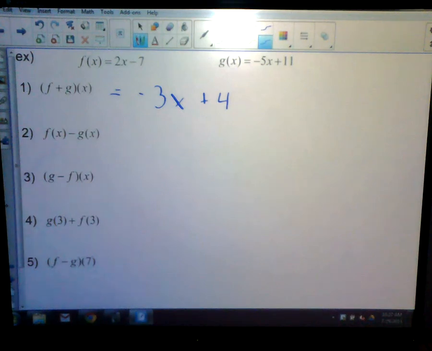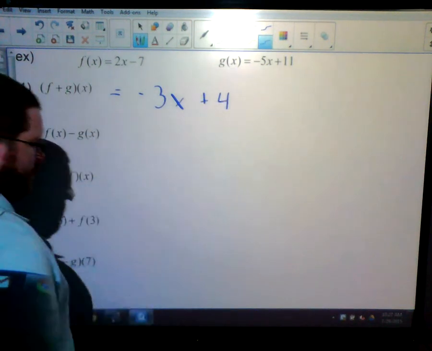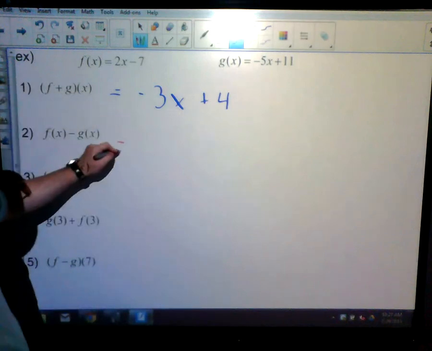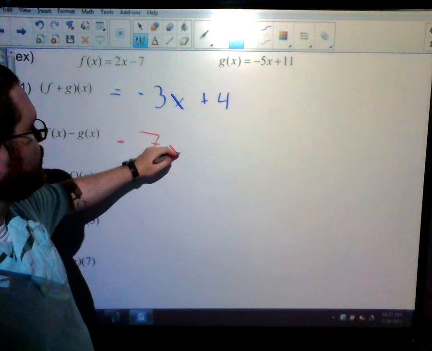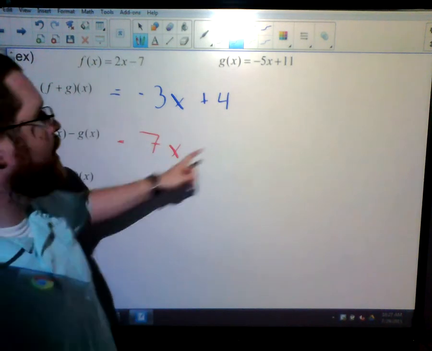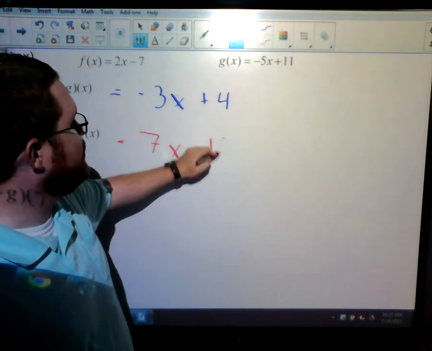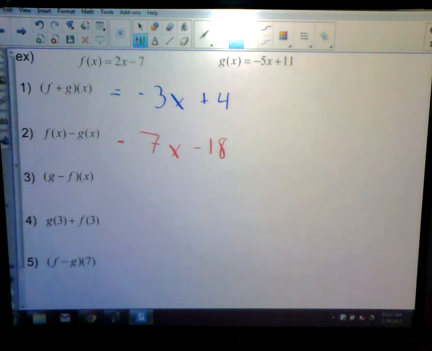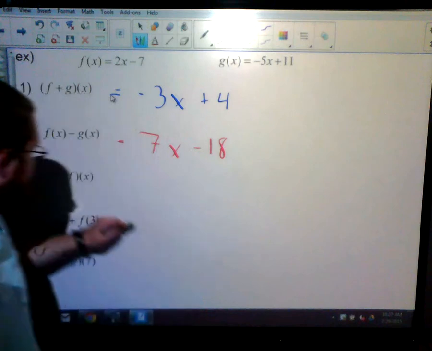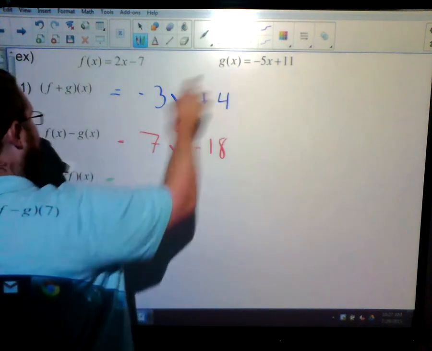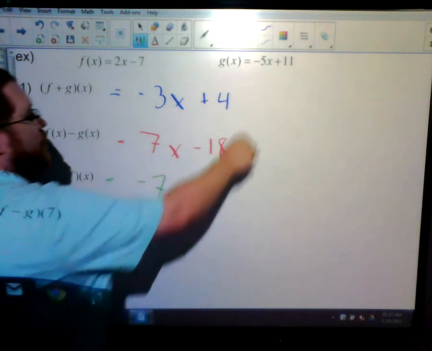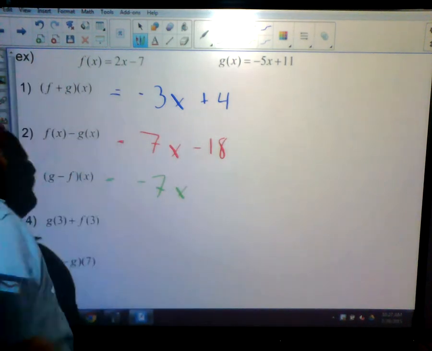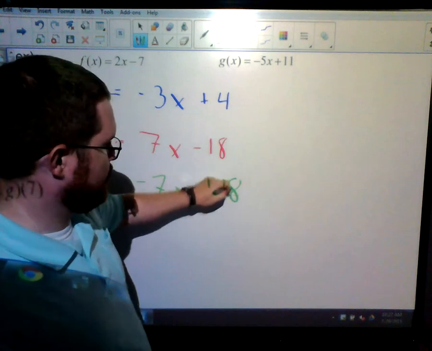How about f of x minus g of x? Well, 2 minus negative 5 is 7x. Negative 7 minus 11 is negative 18. How about g minus f? Negative 5 minus 2 is negative 7x. 11 minus negative 7 is plus 18.